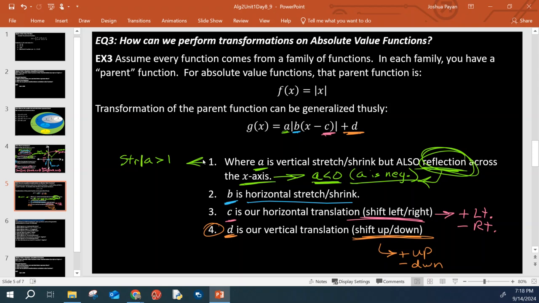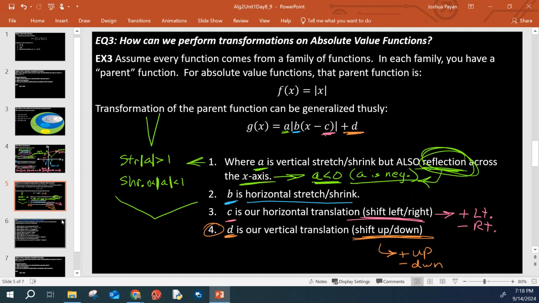And we're talking about the magnitude of A is greater than 1. So positive or negative, if A's magnitude, absolute value, is greater than 1, we're going to get a stretch. We're going to get skinnier. But a shrink is whenever the magnitude of A is in between 0 and 1, right? So basically if A is some kind of a decimal or a fraction, that means we're going to open wider. We're going to have vertical shrink instead of stretch.